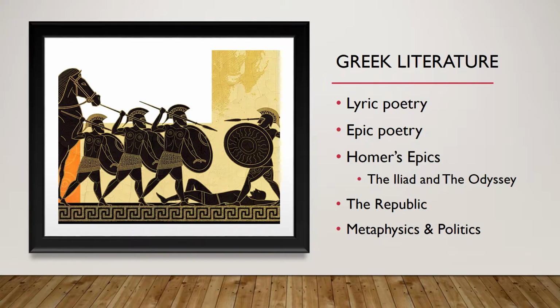There are really three main types of Greek literature. We have philosophical works like the Republic by Plato and Metaphysics and Politics by Aristotle, where the topics are kind of wide-ranged and kind of arbitrary, and they're more discussions than anything else, written in free form.